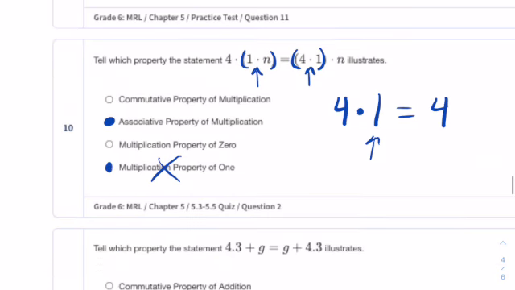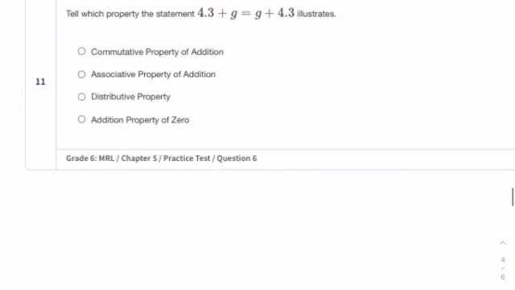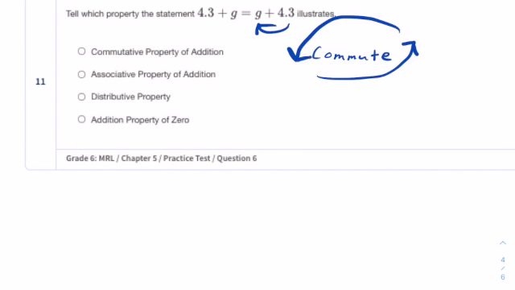Next, number 11, tell which property the statement 4.3 plus g equals g plus 4.3 illustrates. So this one, all that's happening is the order gets switched around. You see here the order is flipped. The 4.3 was in front, now it's in the back. So all that's happened here is these things have switched places. And remember, the word commute means switch places, right? So those numbers have commuted, so that is the commutative property of addition.